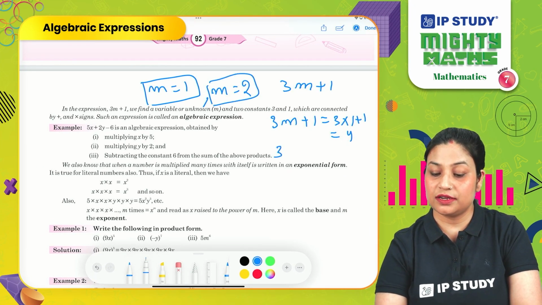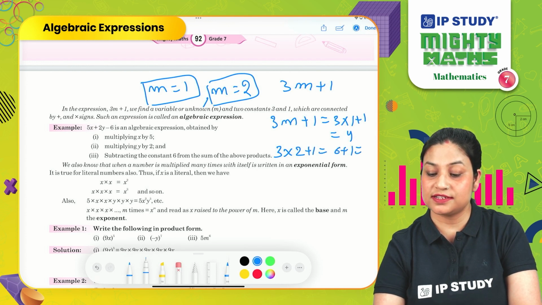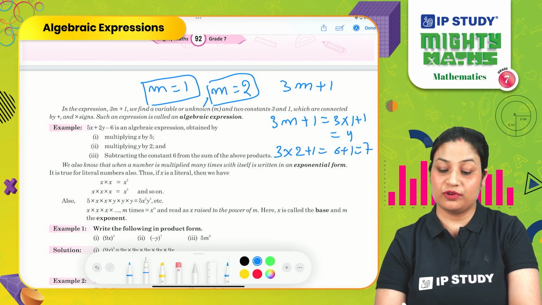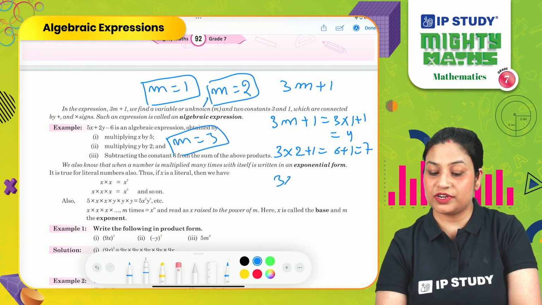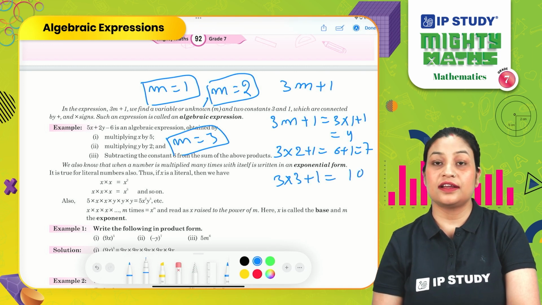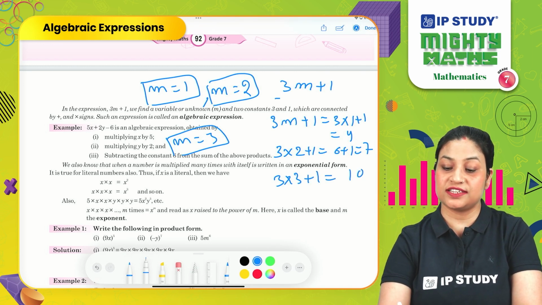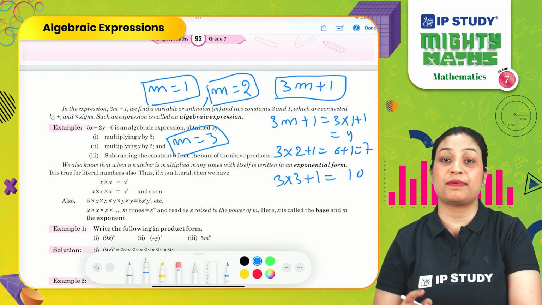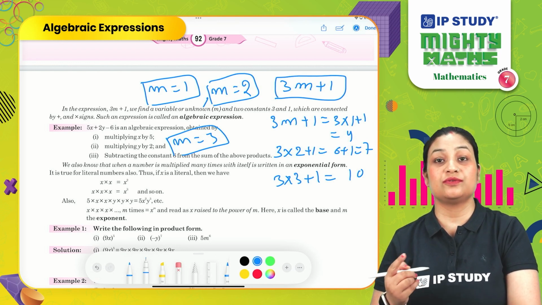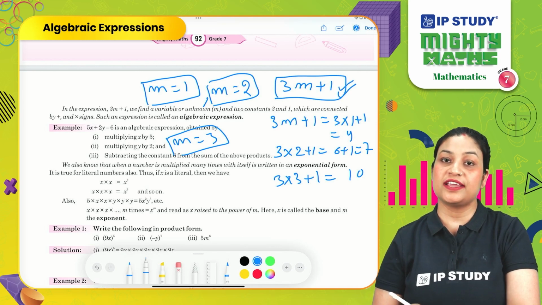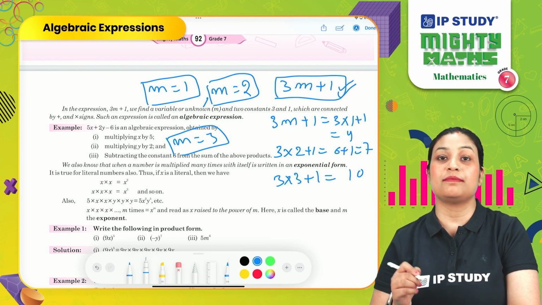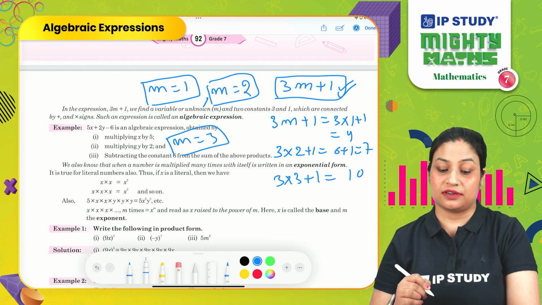So 3 into 2 plus 1, that is 6 plus 1, 7, right? If I put the value m is equal to 3, so 3 into 3 plus 1, that is 10. It means this expression is justifying my pattern, the pattern I was making with squares using matchsticks, right? So this expression is called an algebraic expression. So this is how we can make an algebraic expression, right?